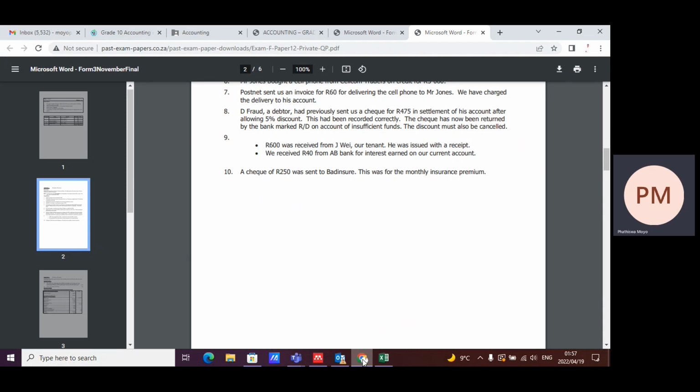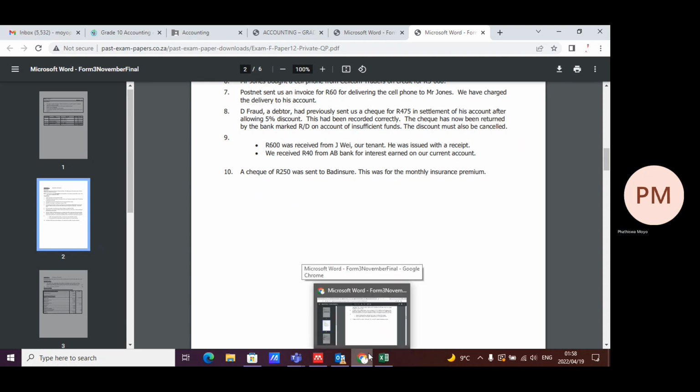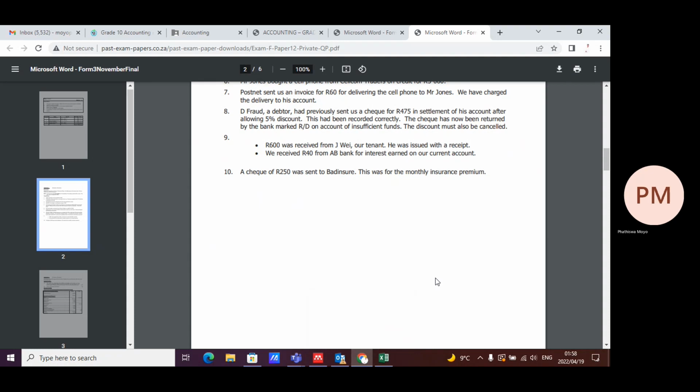DJ Frauded Data had previously sent us a check for 475 in settlement of his account after allowing him a 5% discount. This has been recorded correctly, so we don't need to record it. This check has now been returned by the bank, marked return account to insufficient funds. This discount must also be cancelled. Okay, let's see. Okay, so 475.